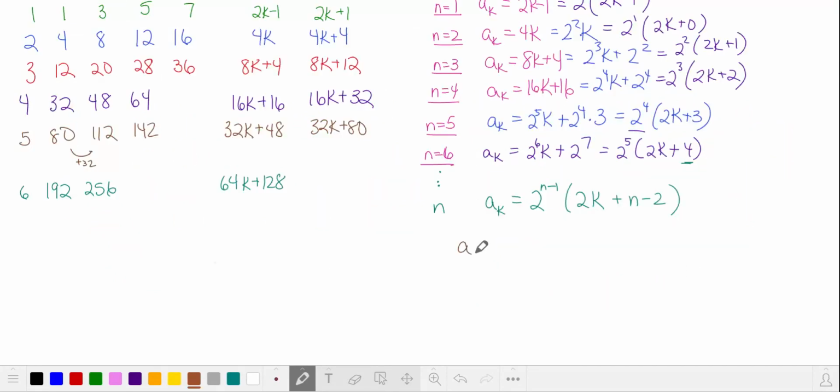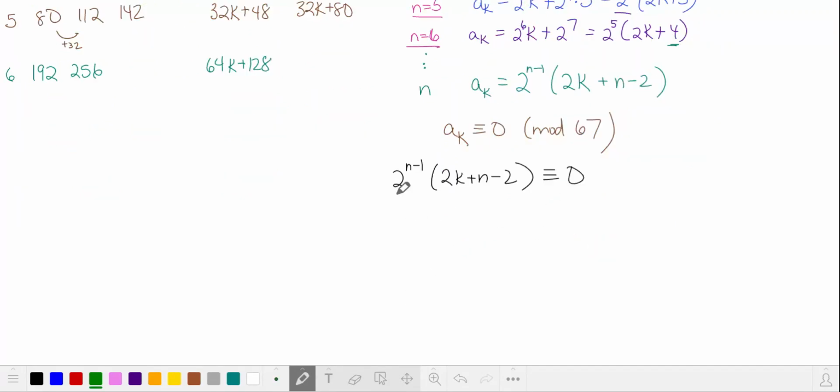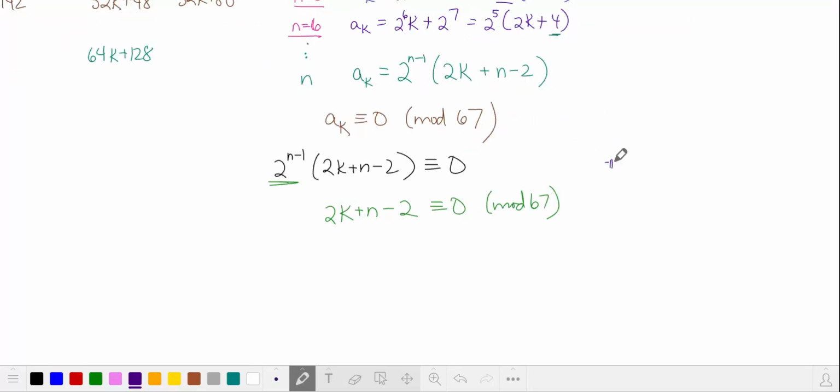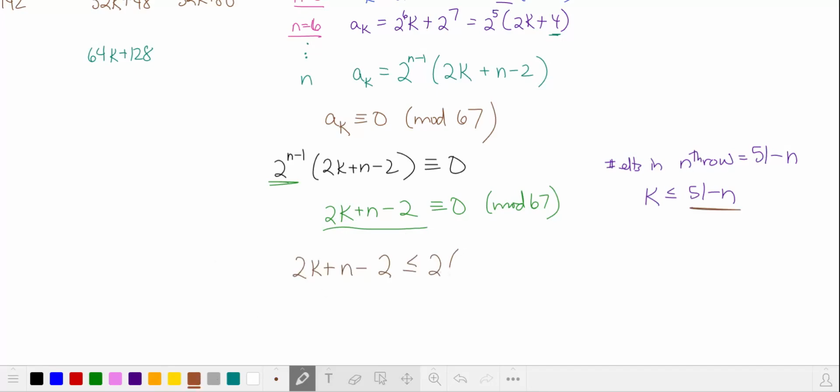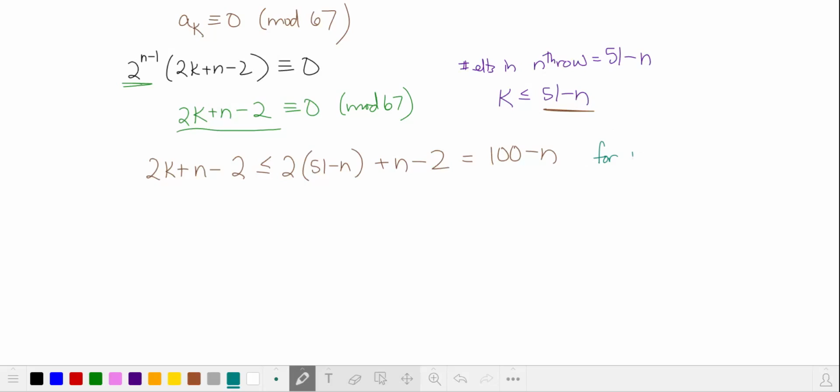We're counting elements that are multiples of 67, so we'll substitute. We're not going to find 67 in this power of 2, so we'll focus on the second factor. The number of elements in the nth row is 51 minus n. So any solution that we have for k has to be less than or equal to 51 minus n. So let's substitute that for this expression here. This expression is going to be less than or equal to 2 times 51 minus n plus n minus 2. Combining like terms, this is 100 minus n, where n is the row number from 1 to 50.